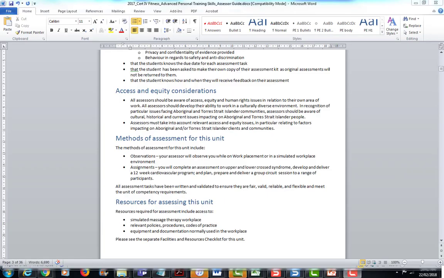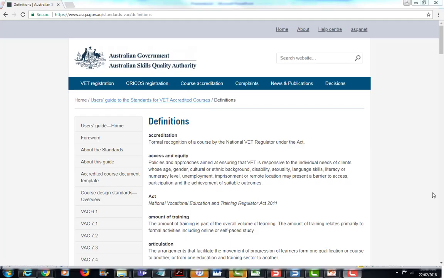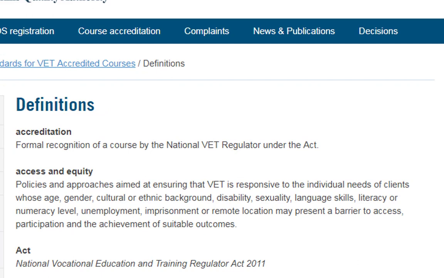Access and equity considerations are summarised briefly at the start of the assessor guide, but to get a better understanding, we'll look at a definition and the policy and procedures manual. We'll look at the definition of access and equity provided on the ASQA website. Policies and approaches aimed at ensuring that VET is responsive to the individual needs of clients whose age, gender, cultural or ethnic background, disability, sexuality, language skills, literacy or numeracy level, unemployment, imprisonment or remote location may present a barrier to access, participation and the achievement of suitable outcomes.